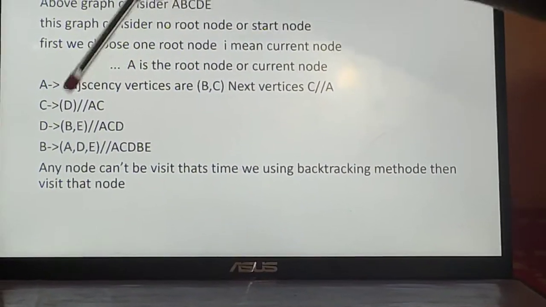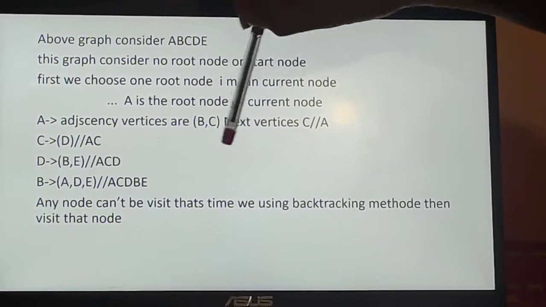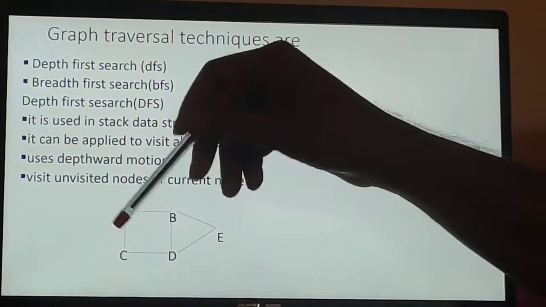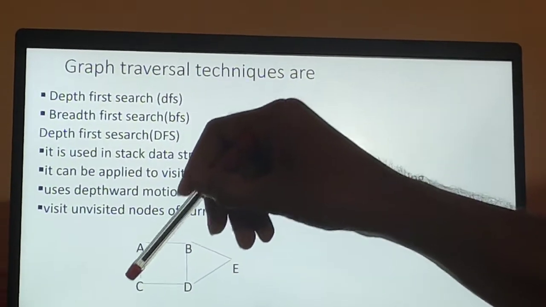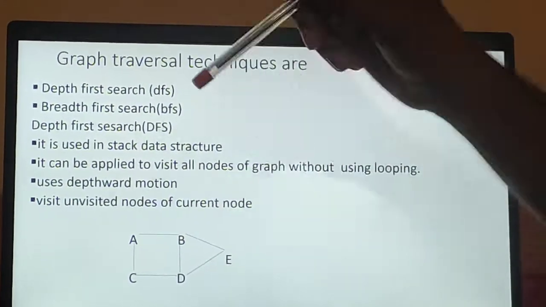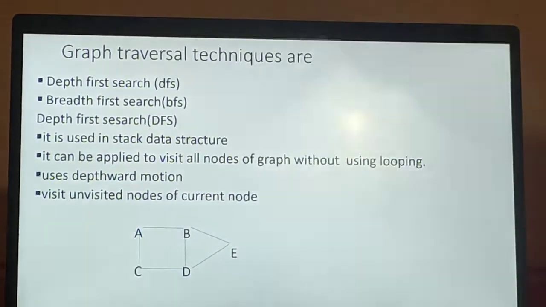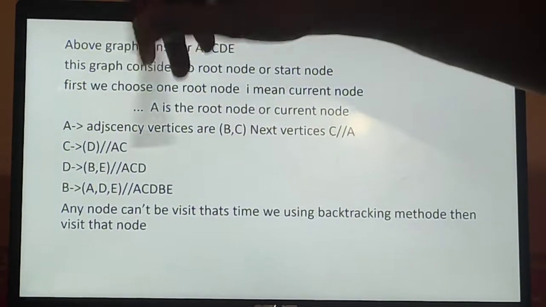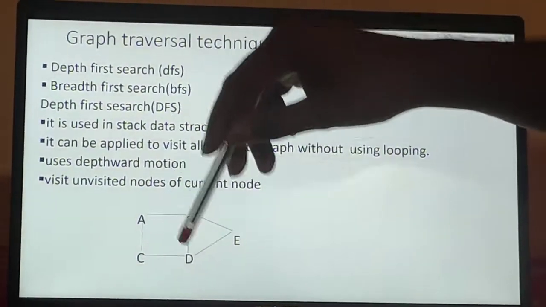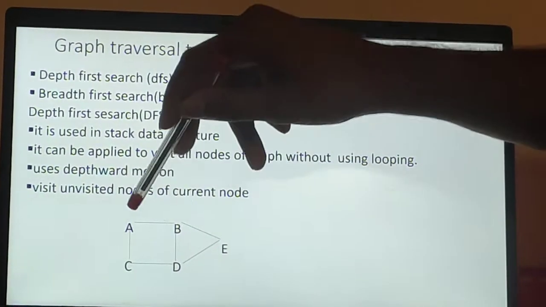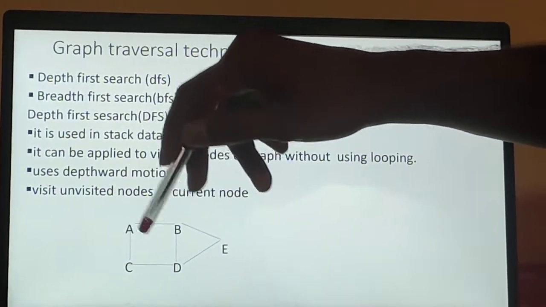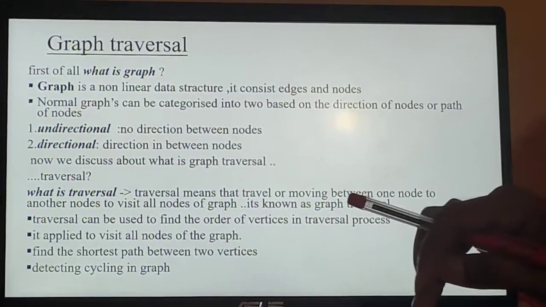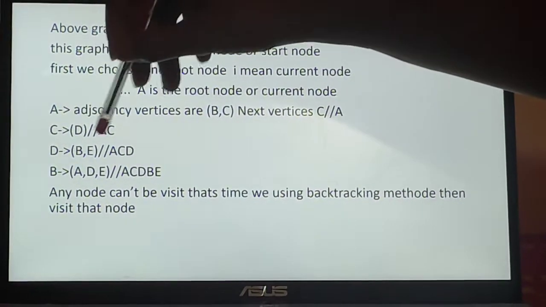First, I choose A as the current node, with adjacent vertices B and C. Then next, I choose C, the neighbor node of A, as the next current node. C's neighbor nodes are D and A. A is already visited and not considered, and D is not visited, so it is considered. D is the next current node. The path is A, C, D.